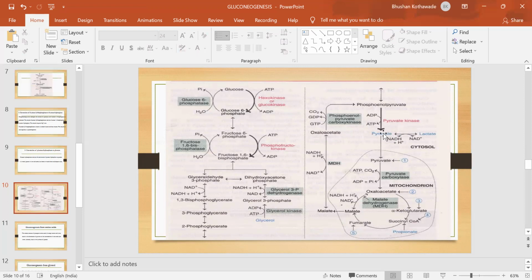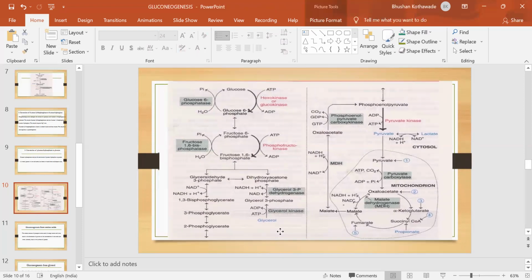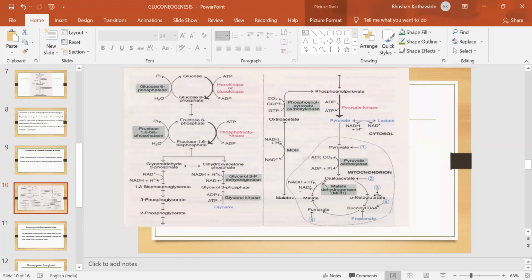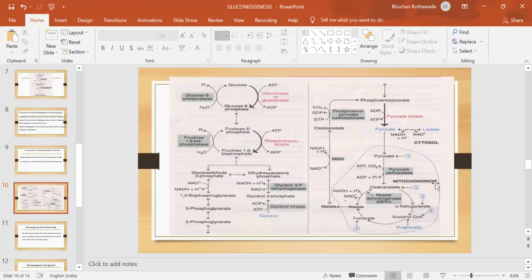One more important point here: the next non-carbohydrate compound given in the definition is glycerol. So from glycerol also we get the formation of glucose. From glycerol we get dihydroxyacetone phosphate, then glyceraldehyde 3-phosphate, then fructose 1,6-biphosphate, and then we will get the formation of glucose. From glucogenic amino acids also, see, these are the glucogenic amino acids. From these amino acids we get some intermediate compounds, and then from that we get malate, and then we form phosphoenol pyruvate, and then we get the formation of glucose.